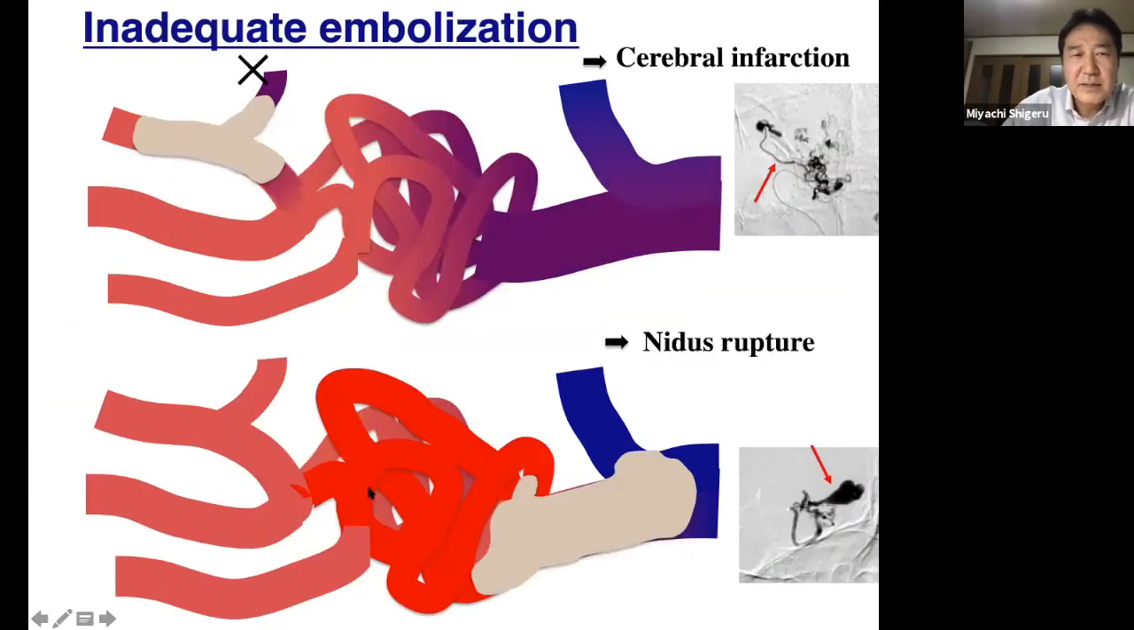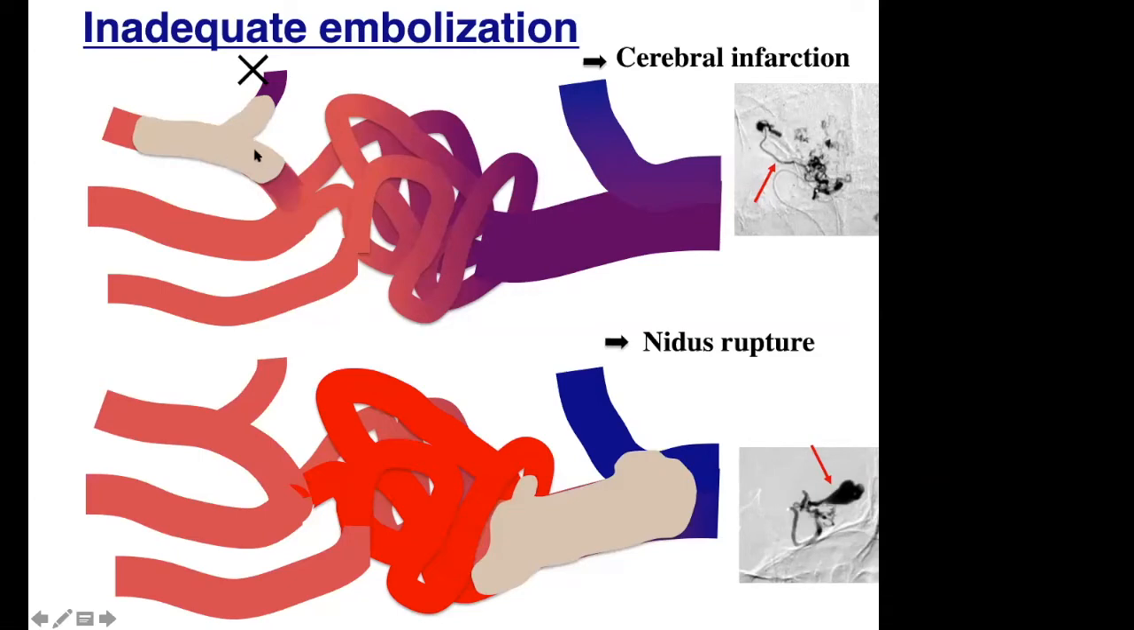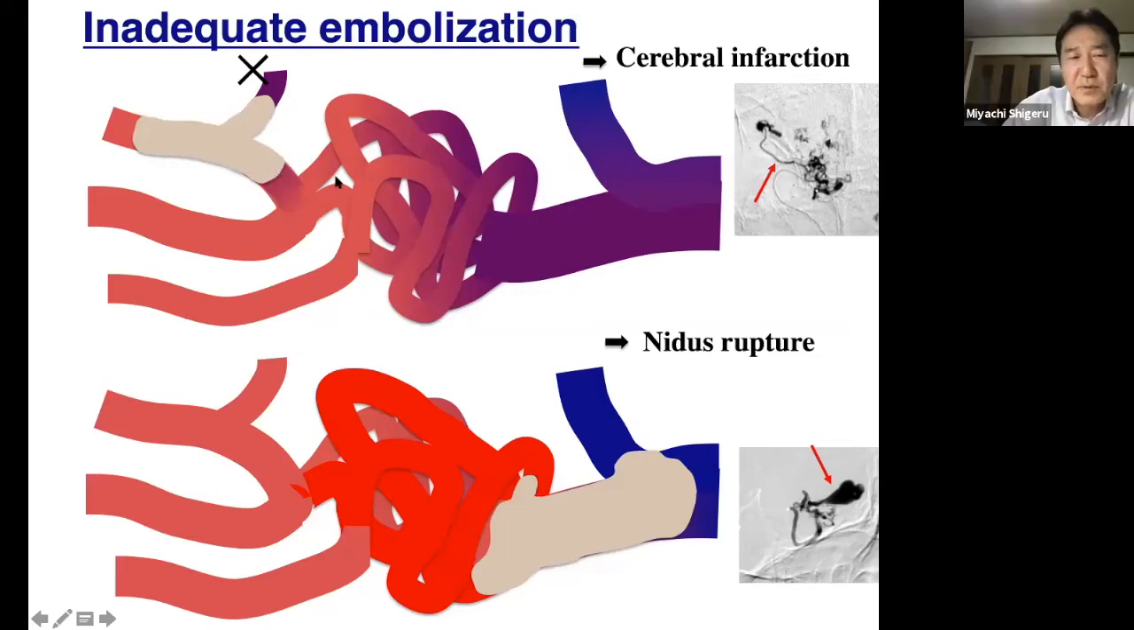This is not a good one, inadequate embolization. For example, this is too proximal from the nidus. That is a high risk of migration of the glue to the normal feeders, normal arteries. And also, this is a very catastrophic embolization. All the embolic material has moved to the drainage side, so that is only packing of the drainage, no nidus. This is a very risky, dangerous situation. The nidus pressure will elevate and rupture. So this is a very dangerous one.